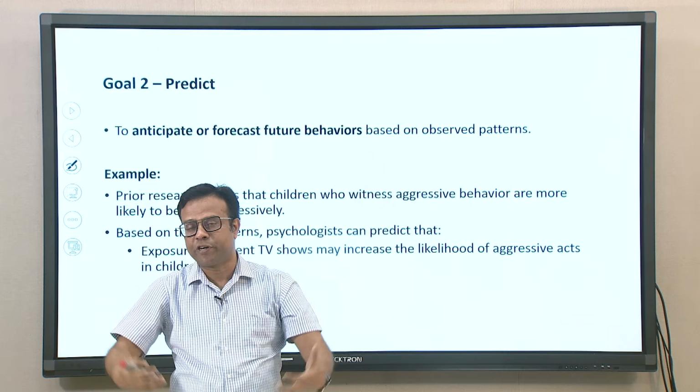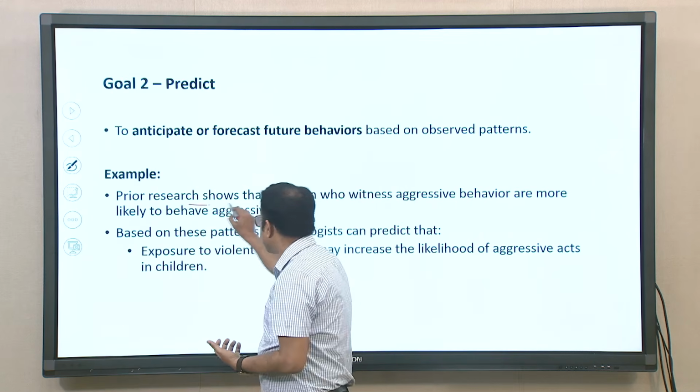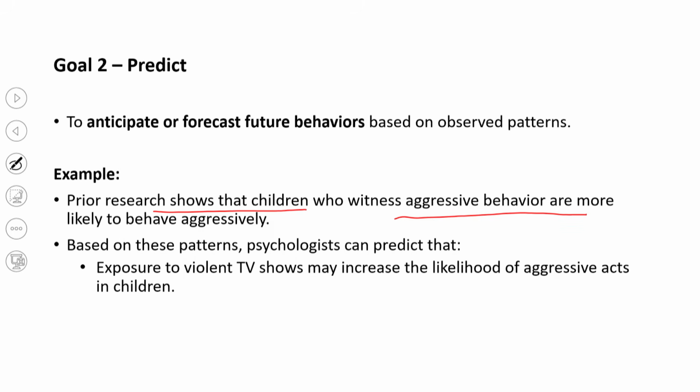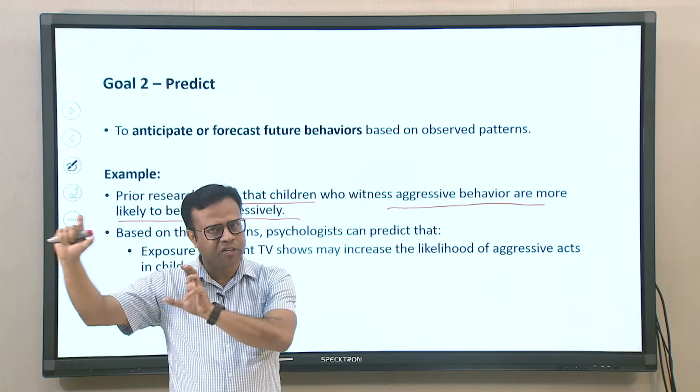A lot of researchers are also interested in that part. For example, prior research shows that children who witness aggressive behaviors are more likely to behave aggressively. This is a hypothesis: children who see other people behaving aggressively, or children who see a lot of violent programs on TV, are exposed to aggression either in the real world or on television, social media, whatever it is. One can hypothesize that the more you see those aggressive behaviors, the more that child is likely to behave aggressively in the future, because the person is learning by observing. So, this can be a hypothesis based on a certain theory.